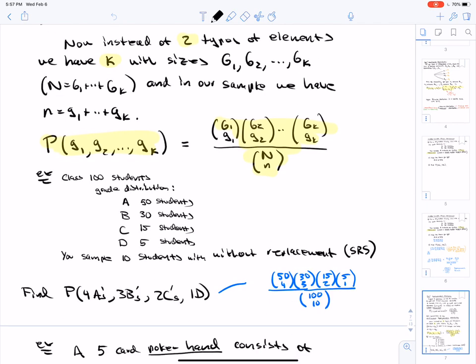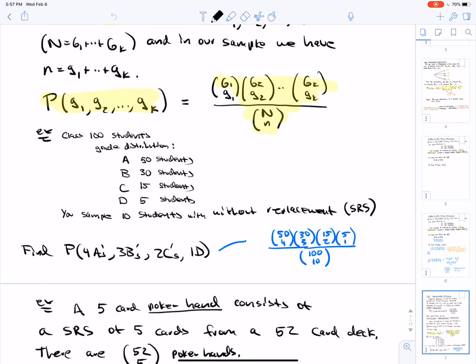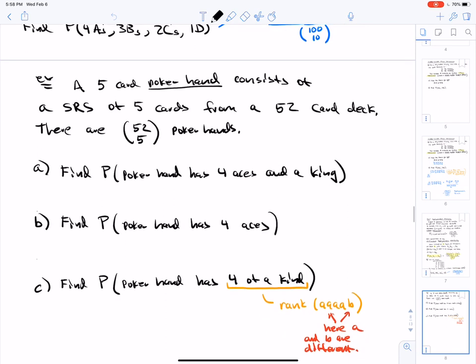So for example, in our first problem, where we had 100 students with a grade distribution, but we were drawing with replacement, now we're going to draw without replacement, find the probability that we have 4 A's, 3 B's, 2 C's, and 1 D. So this will be 50 choose 4, 30 choose 3, 15 choose 2, 5 choose 1 over 100 choose 10. Noticing that all the 50, 30, 15, 5 add up to 100, and the 4, 3, 2, 1 add up to 10. So here's some questions then that we did.